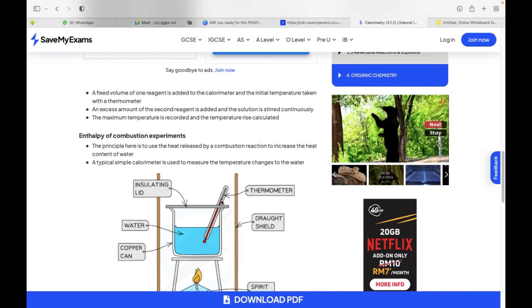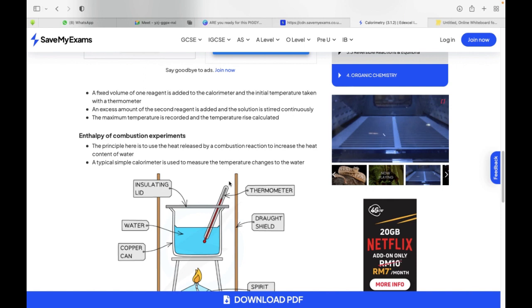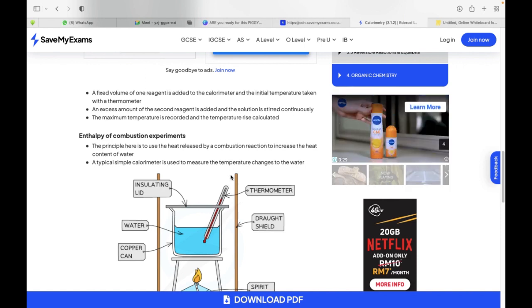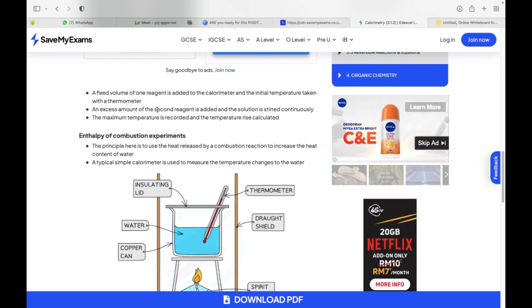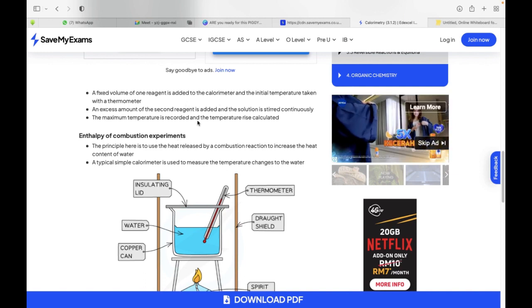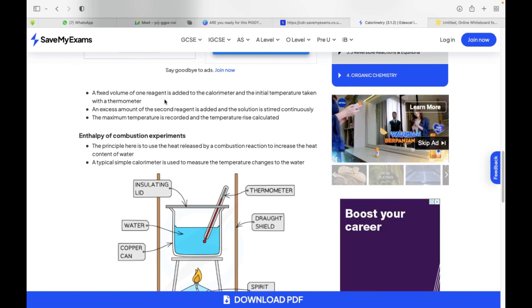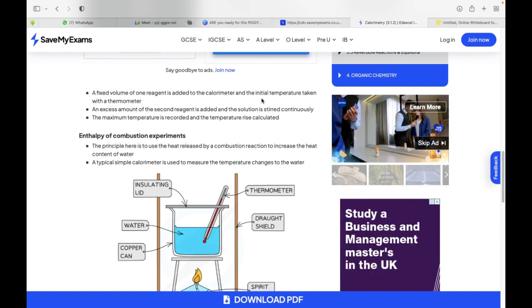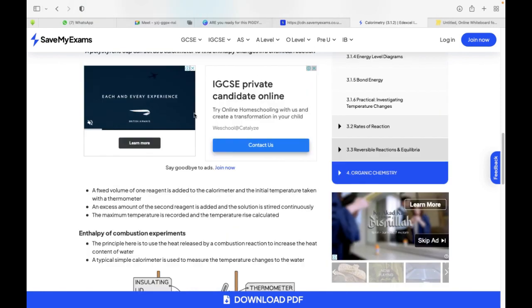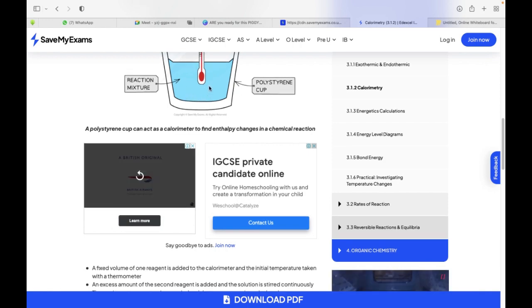The moment we add any specific reagent that forms the solution, we say a fixed volume of one reagent is added to the calorimeter, meaning you have to measure that volume, maybe 100 centimeters cubed, or 50, or 25, or 20 centimeters cubed, based on your presumption for the experiment. Once you do that, you take the initial temperature.